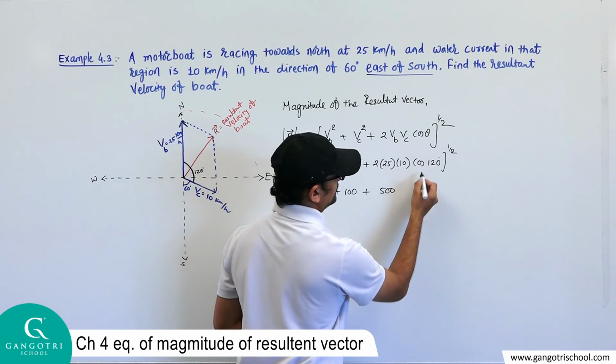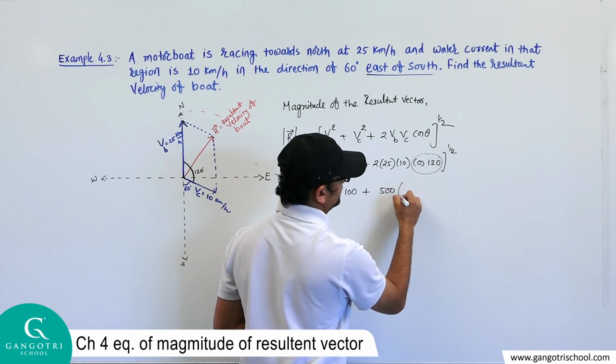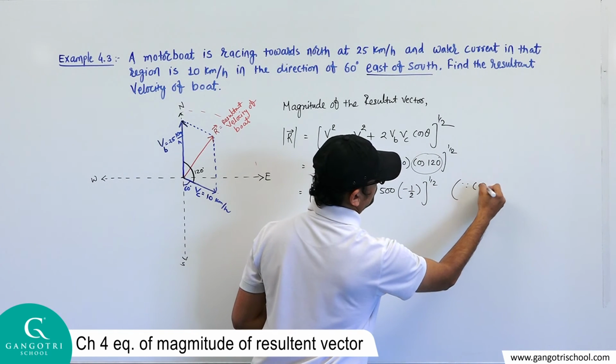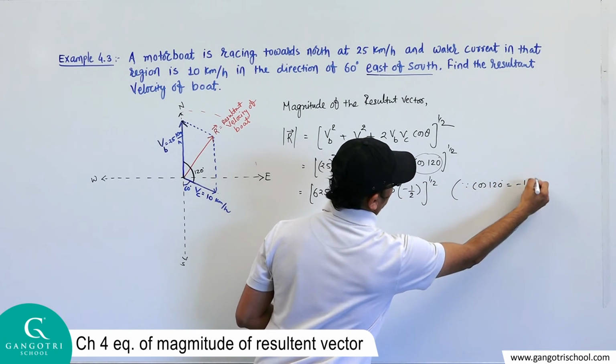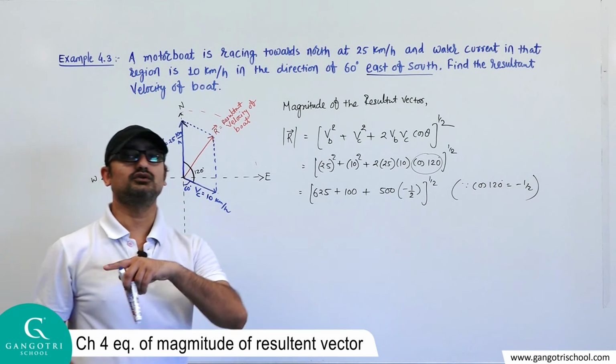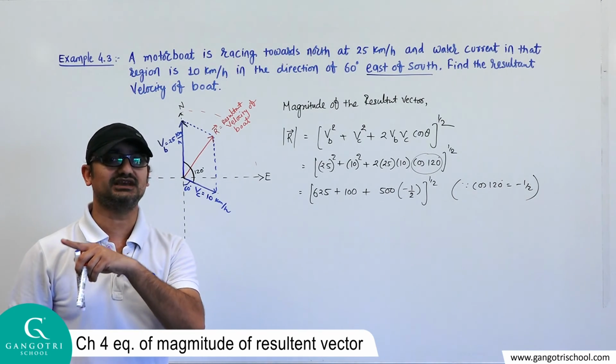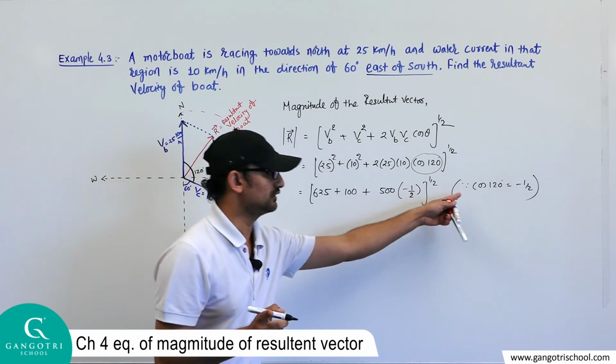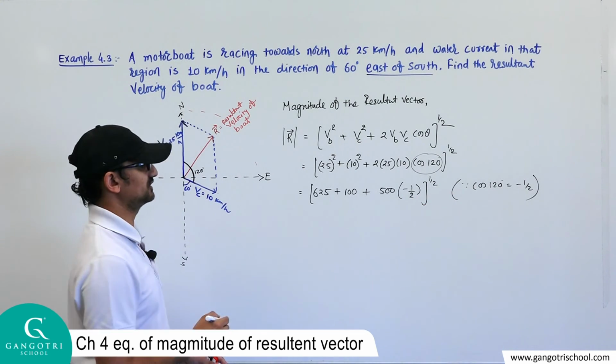Now cos 120, dear student, the value of cos 120 is minus 1 half. Remember, cos 120 is equal to minus 1 half, while cos 60 is 1 half. Cos 120 degrees is in the second quadrant, and in the second quadrant the cos function is negative. So the value of cos 120 degrees, remember, is minus 1 half.